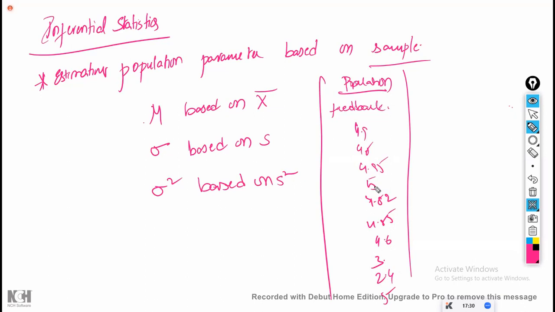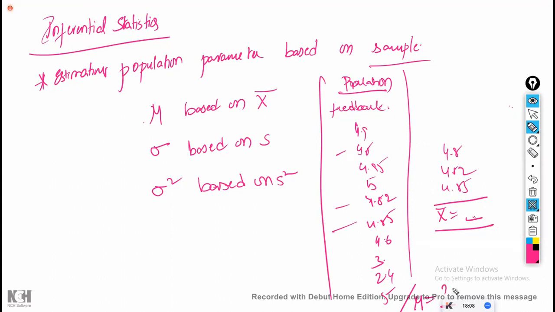Now, if you are having the population data and you can calculate the population mean directly, then there is no need for inference statistics. What is the use of inference statistics? In real life, you will not get this type of data. The entire population data we can't get. So what we are going to have is sample records, that is 4.8 is one record, 4.82 is one record, 4.85 is one record, and we are going to get a sample mean, and based on the sample mean, we have to estimate this value, right?